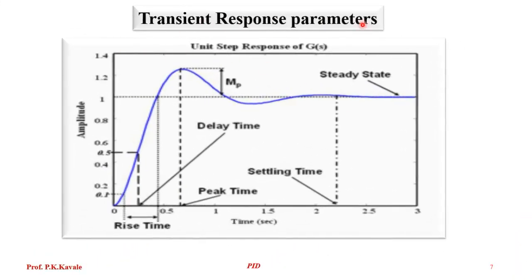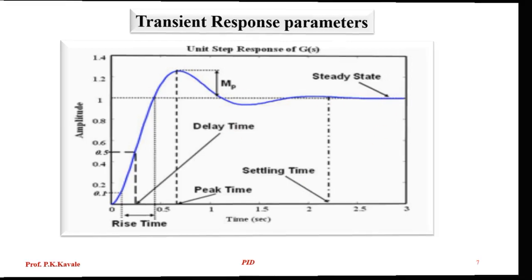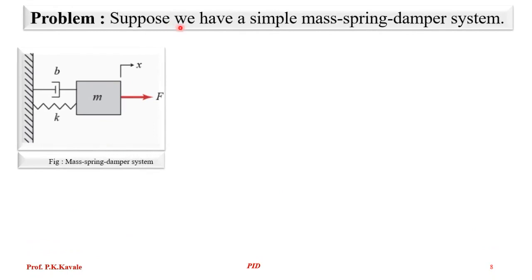So we know the transient response, we already talked about this in the last lectures. There is some terminology: rise time, delay time, settling time, overshoot, and this is the steady state. Okay, so consider a simple mechanical mass spring damper system. Due to some excitation, an external force, it produces some displacement.